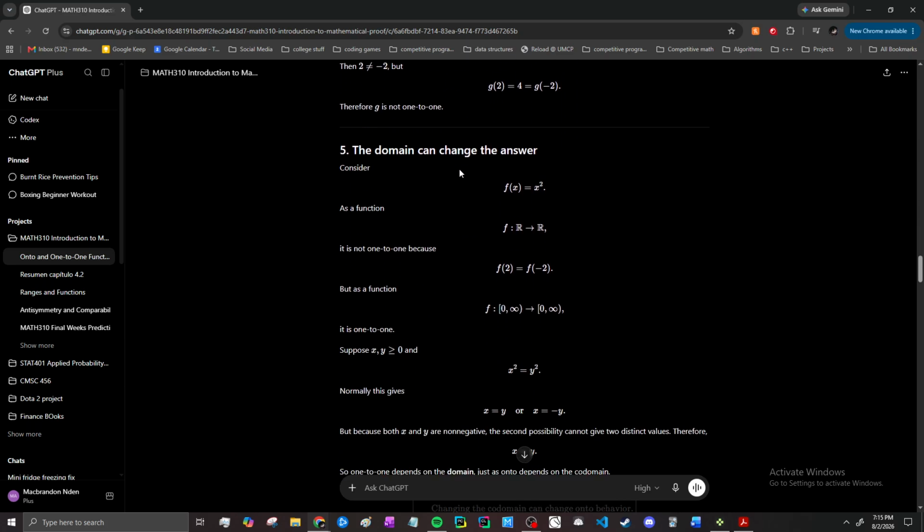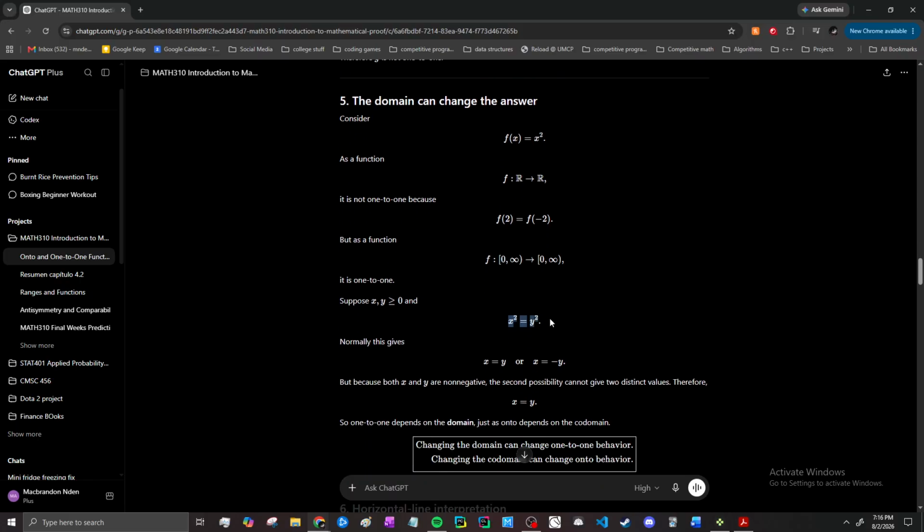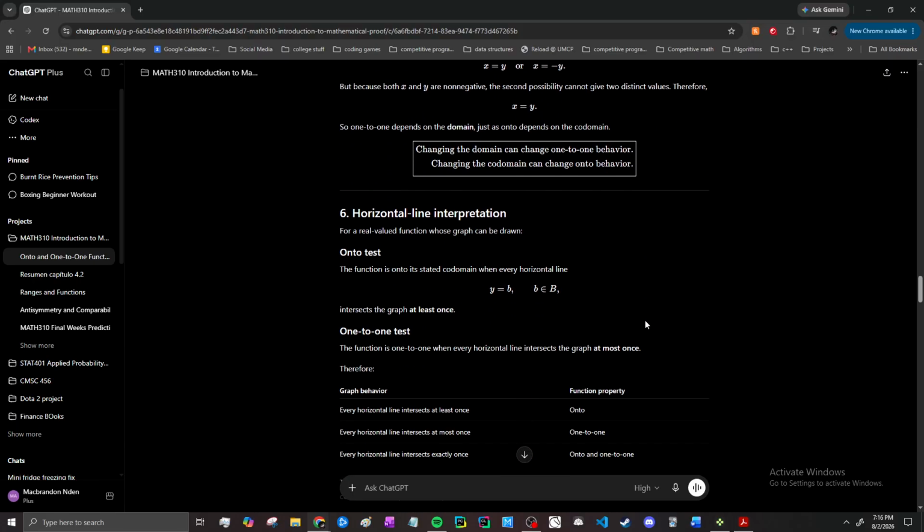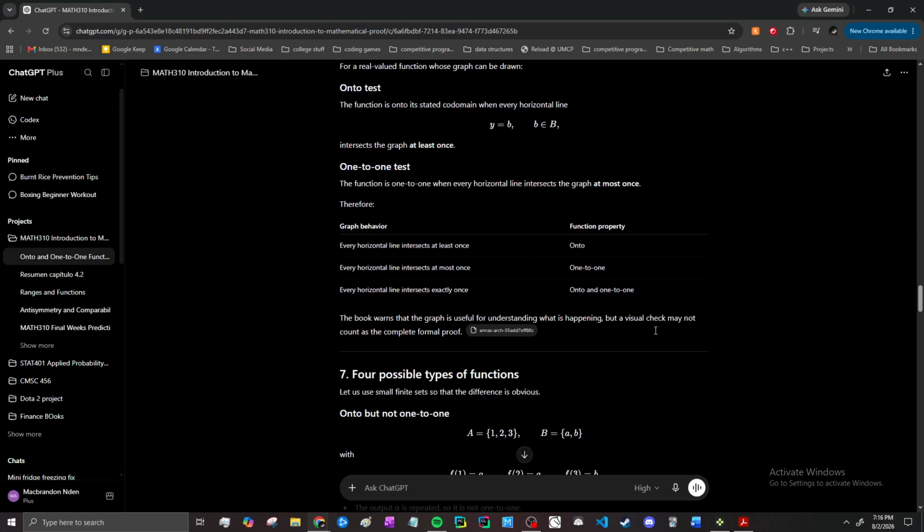The domain can change the answer. Consider f of x equals x squared as a function from R to R. It is not one-to-one because f of 2 equals f of negative 2. But as a function from 0 to infinity, it is one-to-one. Suppose x squared equals y squared with x and y greater than or equal to 0. Normally this gives x equals y or x equals negative y, but because both are non-negative, the second possibility cannot give two distinct values, therefore x equals y. So one-to-one depends on the domain, just as onto depends on the codomain. Okay, I have to read this again.